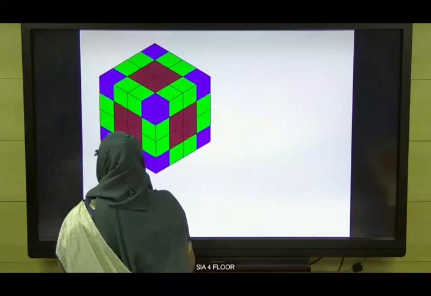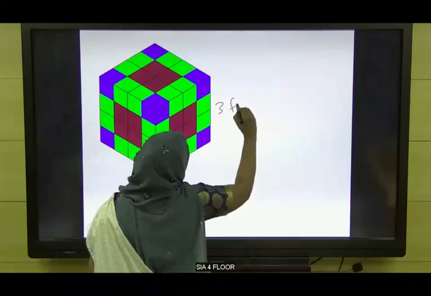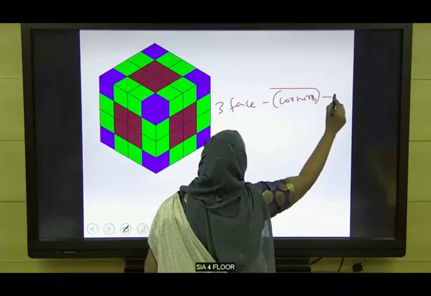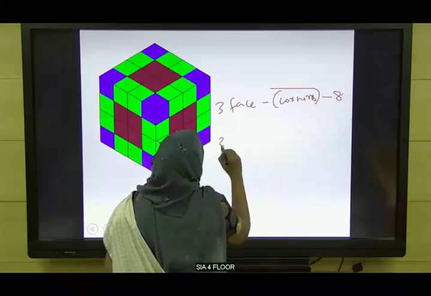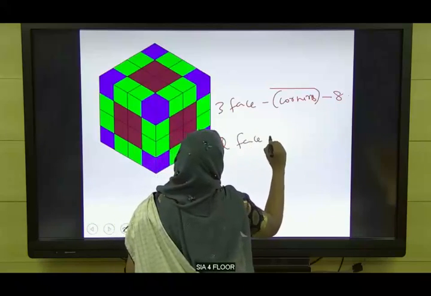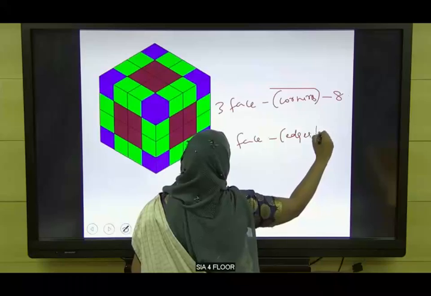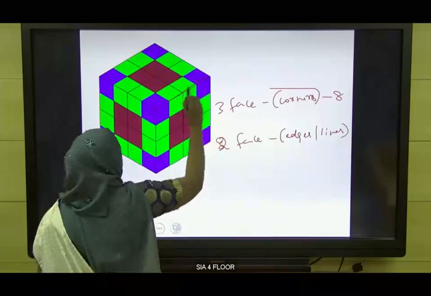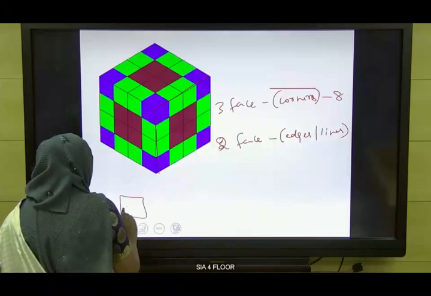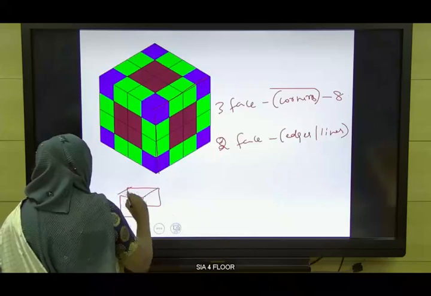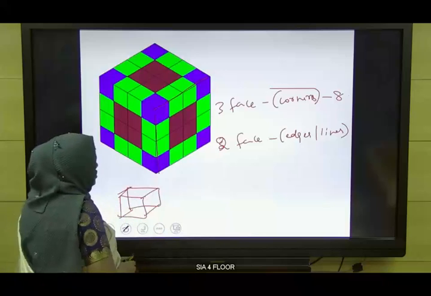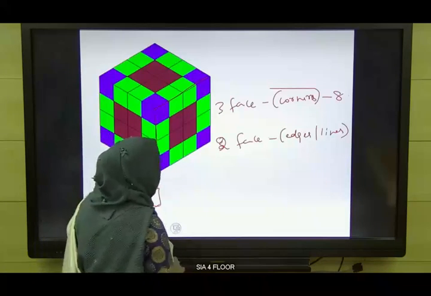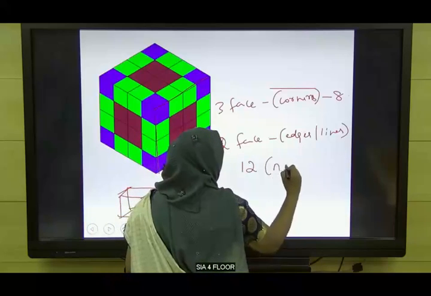Now I want you to write in this way. Three phase is nothing but the cubes which are found at the corners. Always there will be 8 corners, so always it will be 8. Next, two phase is nothing but whatever is there on the edges or the lines. You will find two phase only on the edges. If there is a cubical block like this, there are 12 edges, right? So over the edges you will find the cubes. Those are called two phase painted cubes, and that should be counted using the formula 12 into n minus 2.